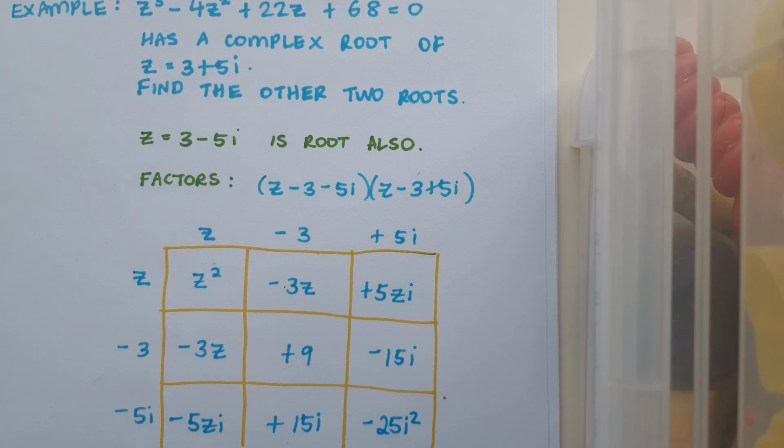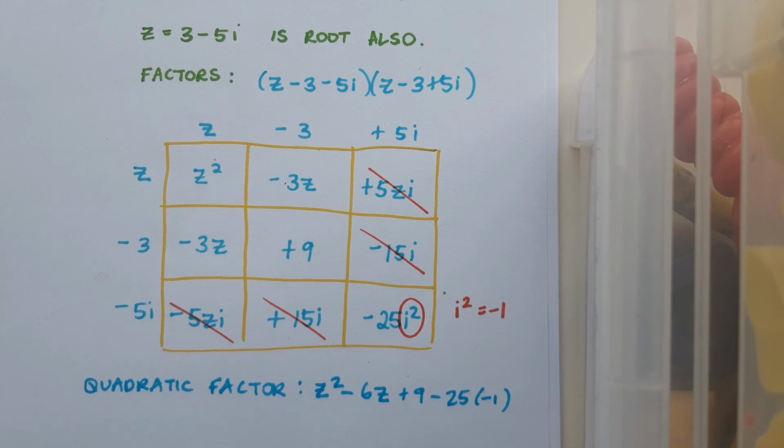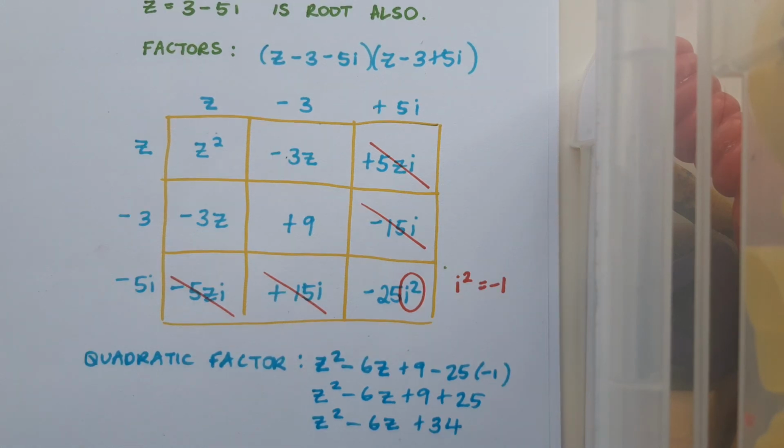So I'm going to be able to cancel off a number of the boxes in my array. And of course, I've got that i squared down the bottom right-hand corner to watch out for. Remember that i squared equals minus 1. So I'll work out my quadratic factor, which turns out to be z squared minus 6z plus 34. Now, I know that if I divide this quadratic factor into my original cubic, I should get my linear factor, and that'll then give me my final root.